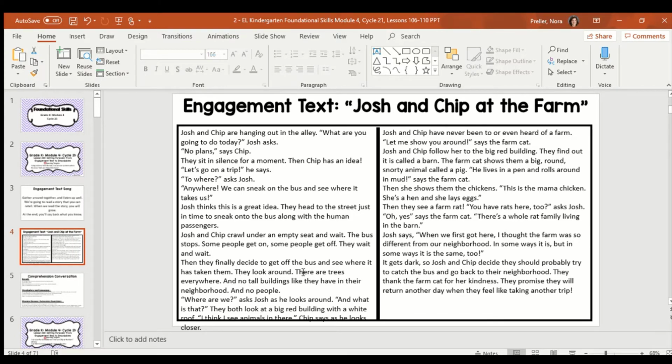They finally decide to get off the bus and see where it has taken them. They look around. There are trees everywhere, and no tall buildings like they have in their neighborhood, and no people. "Where are we?" asks Josh as he looks around. "And what is that?" They both look at a big red building with a white roof.